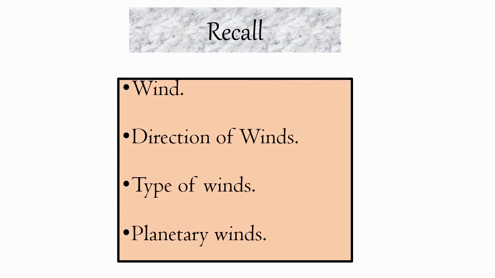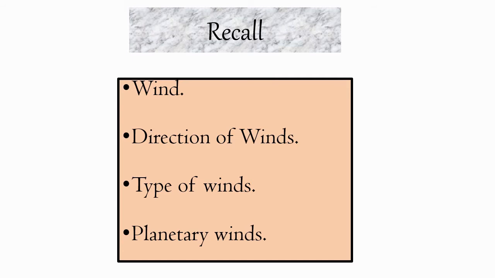We also discussed the wind direction. The direction of winds is influenced by the rotation of the earth. In the northern hemisphere, winds get deflected towards the right of their original direction, whereas in the southern hemisphere, they get deflected toward the left of their original direction. And this deflection is called the Coriolis effect. Then we learned that there are three types of winds, which are planetary winds, seasonal winds, and local winds.